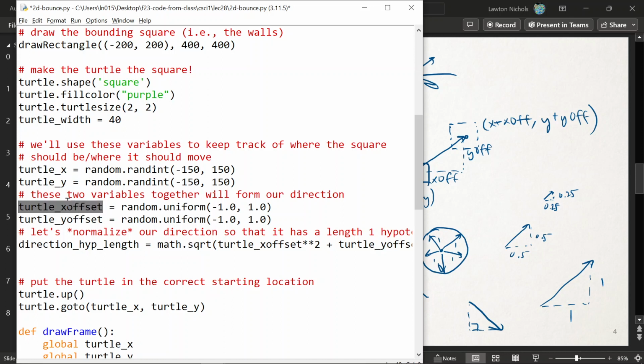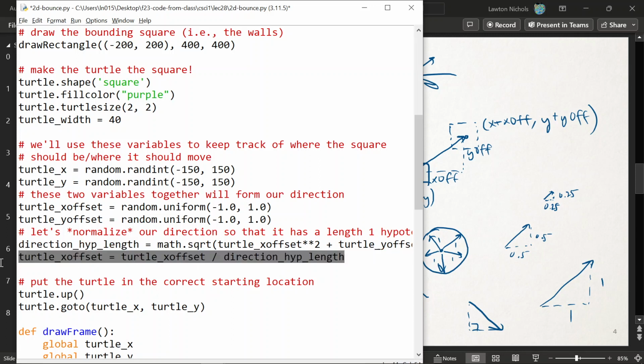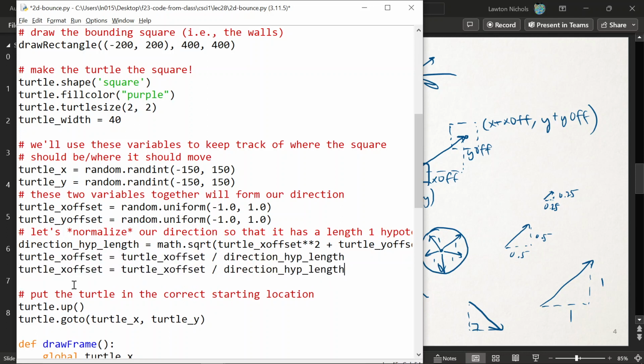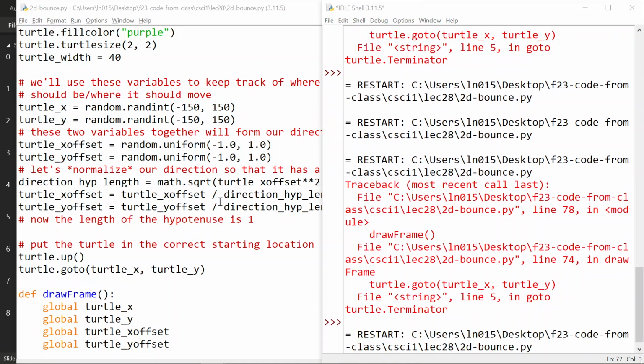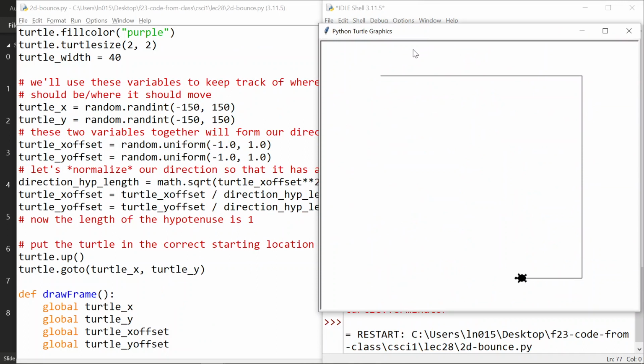So turtle x offset, whatever you were, maybe you were small, maybe you were large, I'm going to normalize you so that you and your y offset are length 1 now. So that's what we're doing there. And when I rerun this, it should be very obvious that it's going to move at the same speed regardless of the random direction. So now, we did a little math. Now the length of the hypotenuse of this direction triangle is 1. All right? So if I run this now, we're modifying that random x and y offset so that it's always going to move at that speed.